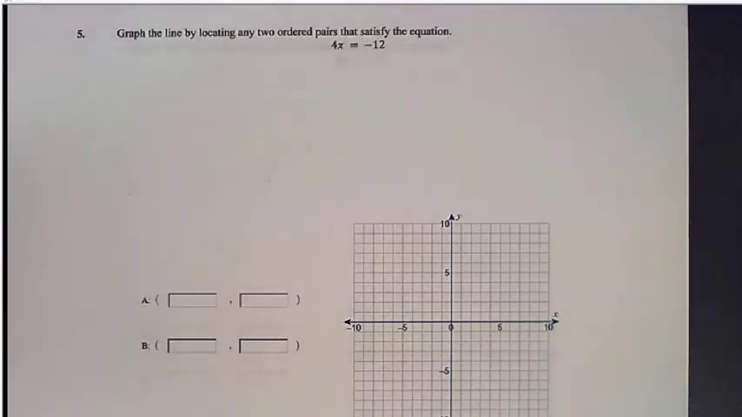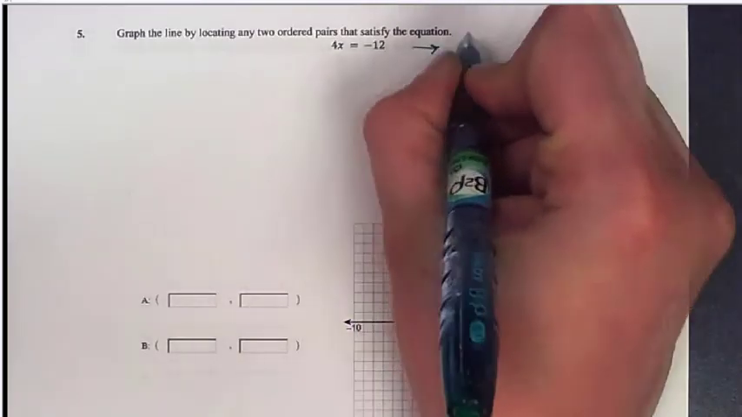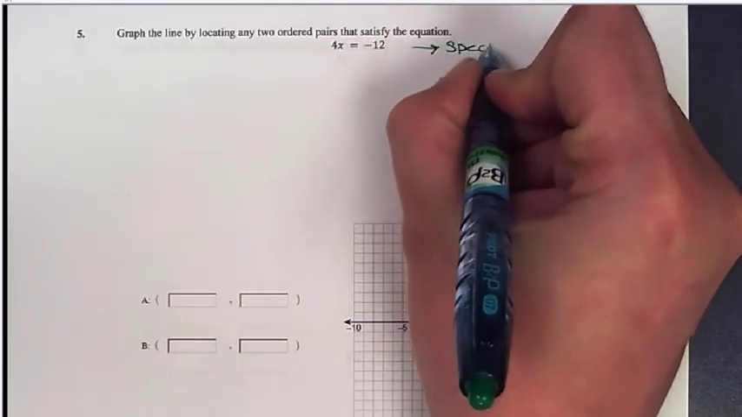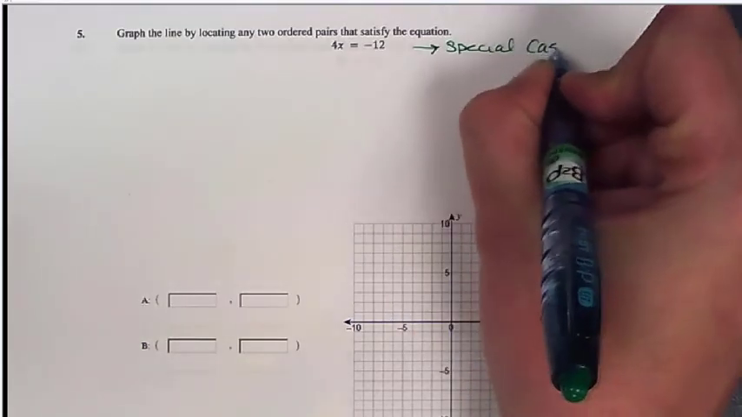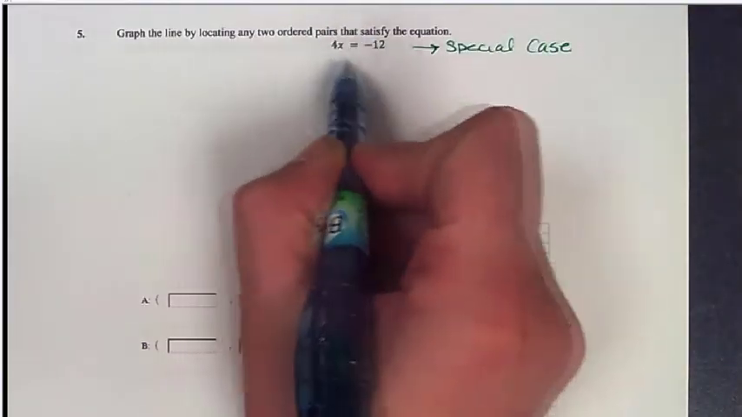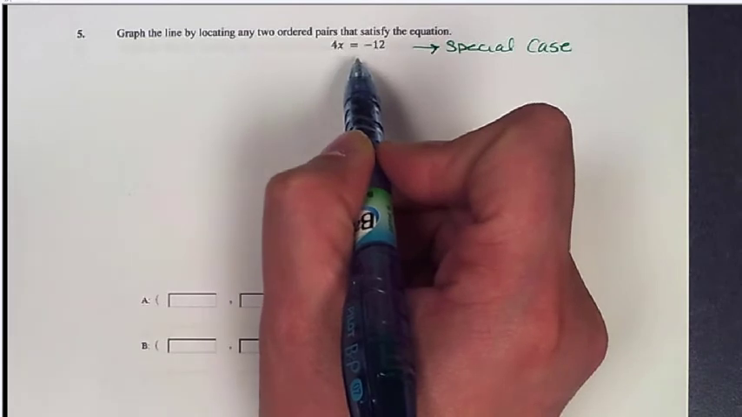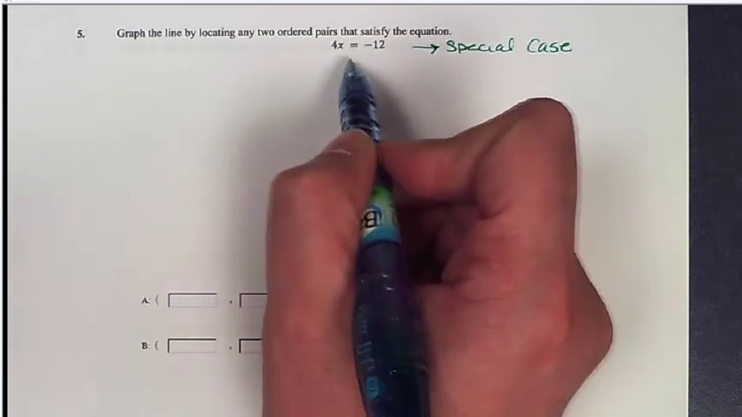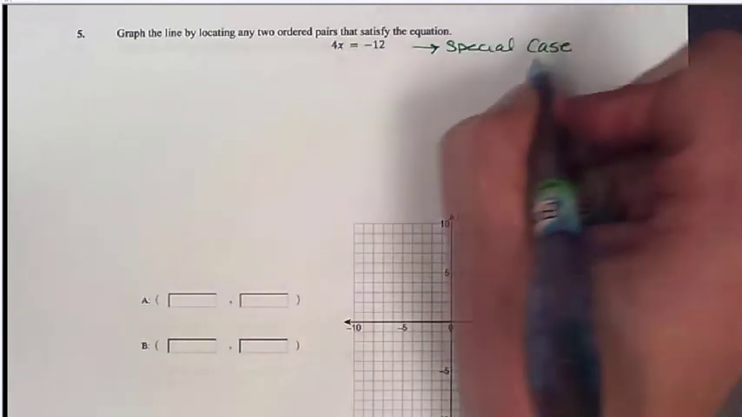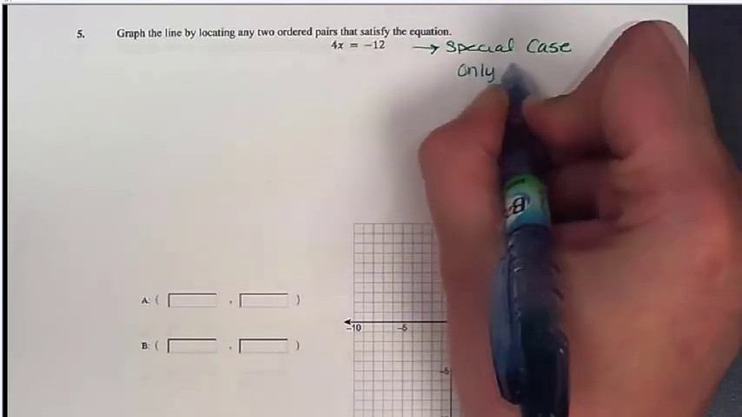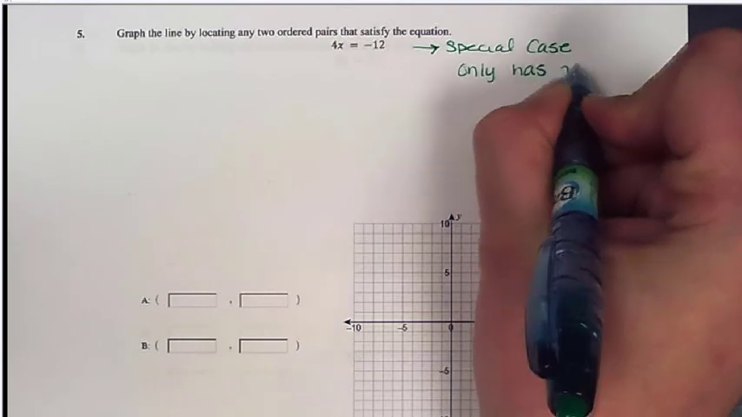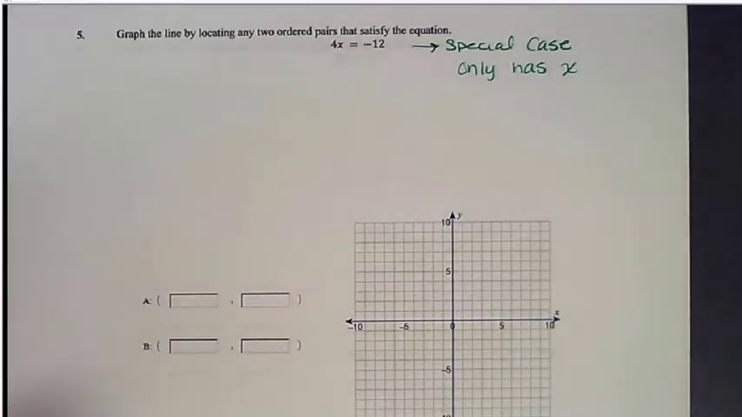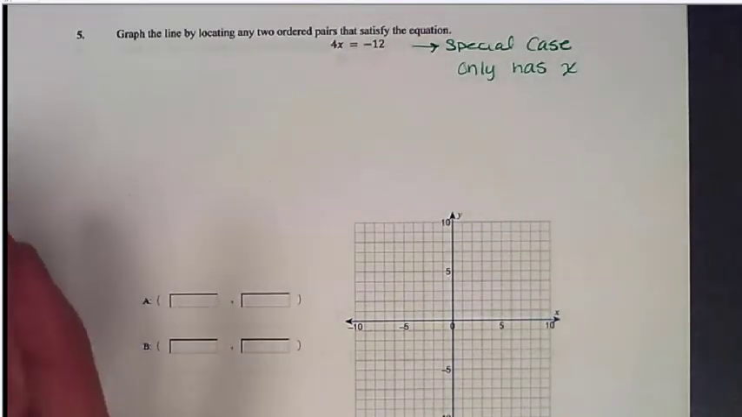So for our next example, what we really have here is what I call kind of a special case. If you look at this particular equation and everything we've done in the previous 4 examples, you'll notice that all the other equations had both an x and y in it, but this guy only has an x. So he only has x, which is going to make it kind of difficult to pick a value for x and find a y because we only have an x.